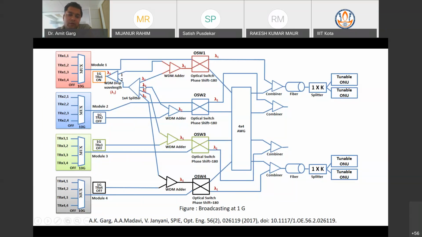So from here it will be 1x4. The 1x4 splitter will distribute this wavelength to 4 parts. Due to this WDM adder, this lambda 1 will appear at this point, here, here, here. So this lambda 1 will reach all the distribution network just by bypassing this 4x4 AWG. So if we have some common information, then this architecture can also broadcast that information to all the available users inside the network.